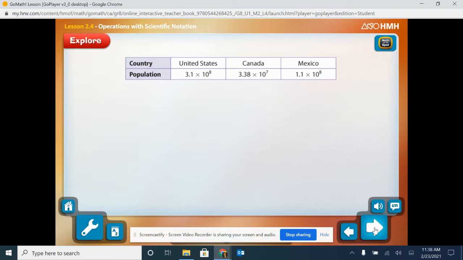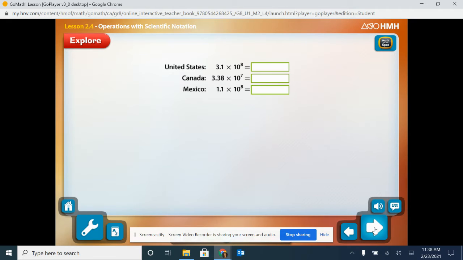Now let's look at adding or subtracting numbers in scientific notation another way. You want to find the total population of these 3 countries. First, write each of the numbers in standard form. So this 3.1 times 10 to the 8th in standard form is going to be 31. And then I need 8 numbers after the decimal. So that's 1, 2, 3, 4, 5, 6, 7, 8. So it's going to be that one.